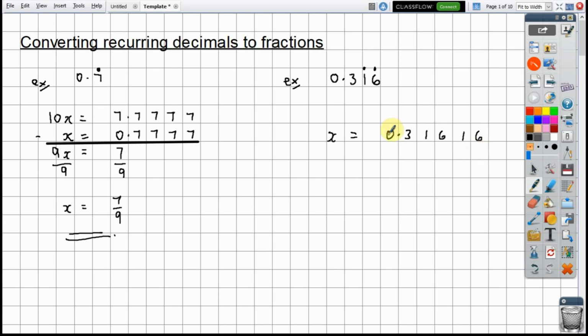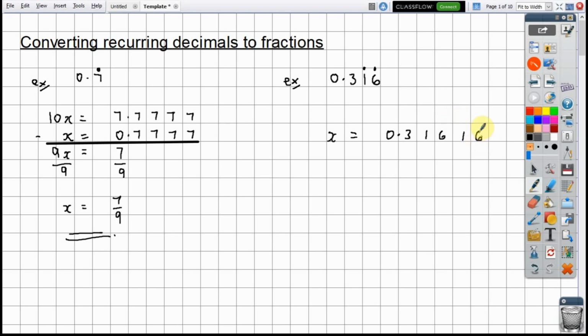Now, if we multiply this by 10, this 6 will jump into here. This 1 will jump into here. This 6 will jump into here. And when we try to do a subtraction, we will not get the awkward recurring decimal parts cancelling each other out. So multiplying by 10 isn't a good option here.